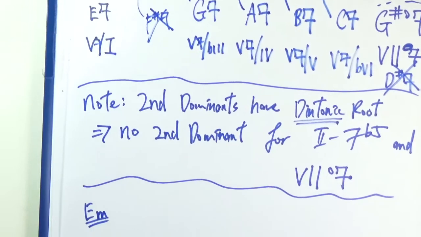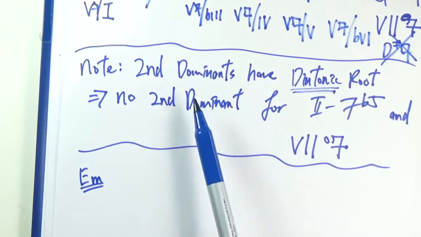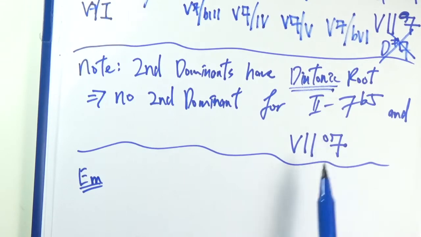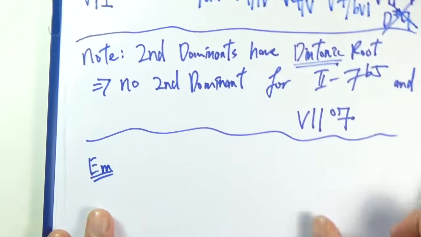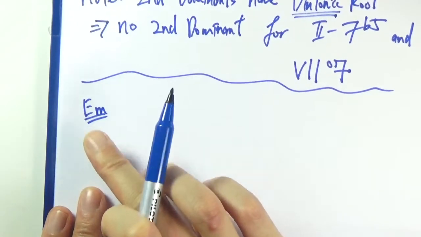Cool. So here's a recap again. No secondary dominants for 2 minor 7 flat 5 and 7 diminished 7th. Okay, so let's quickly work out all these secondary dominants for E minor.